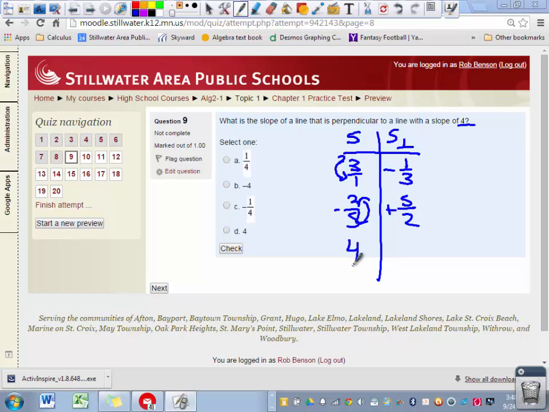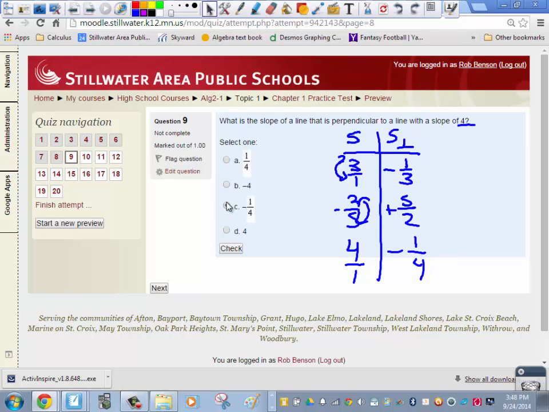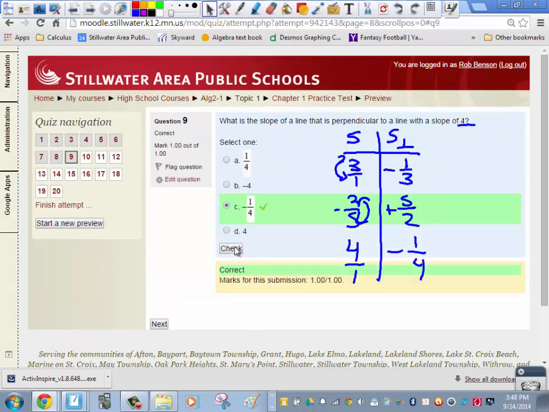So this is a slope of 4. The new slope would be negative. This is 4 like 4 over 1, so negative 1 over 4 is the solution to this one. So negative 1 over 4. Check. Got it. Next.